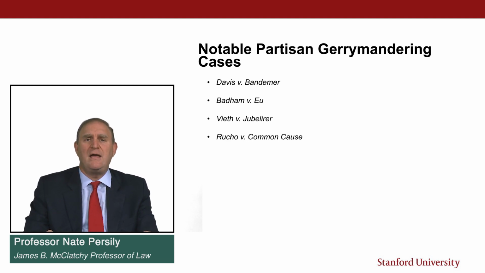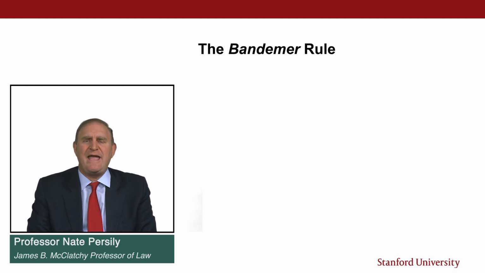In Vieth, the court upheld a gerrymander in Pennsylvania's congressional districts, but at least kept open the possibility that there would be authentic partisan gerrymandering causes of action. And that door was closed in Rucho versus Common Cause, where the court has now retreated from partisan gerrymandering as a justiciable political question. So what was Bandemer about? In that case, the Indiana congressional districts were seen as biased because of partisan gerrymandering.